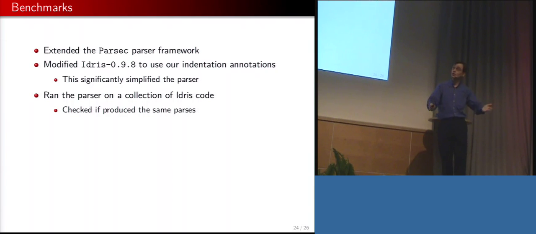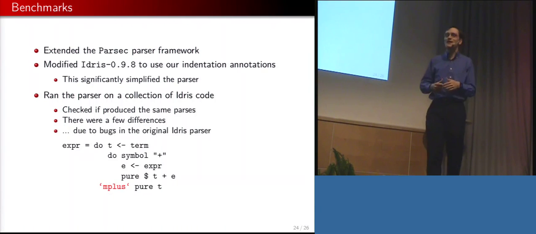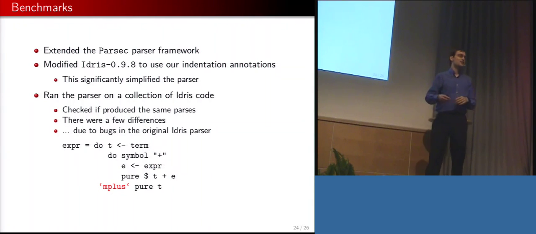We also wanted to verify we were still being correct, so we ran this new parser, this new implementation, against a large collection of Idris code. And, well, to our surprise, we got some differences, which concerned us for a little bit. There weren't many, but there were a few. So we looked into those, and it turned out they were all due to fairly obvious bugs, not that they were obvious to find, but they were obviously bugs in the original Idris implementation.